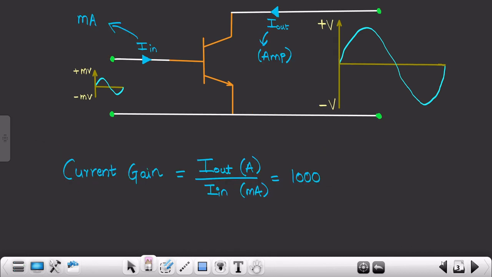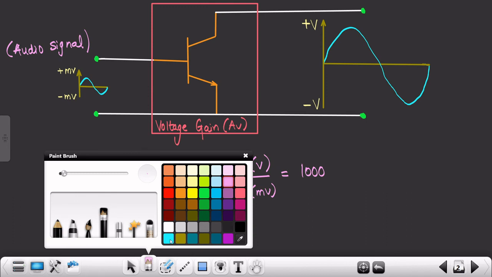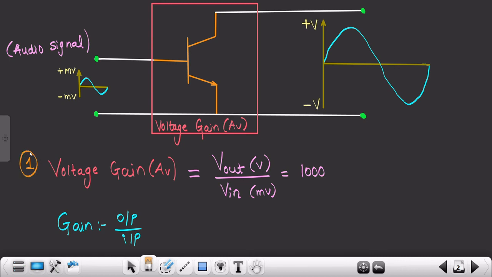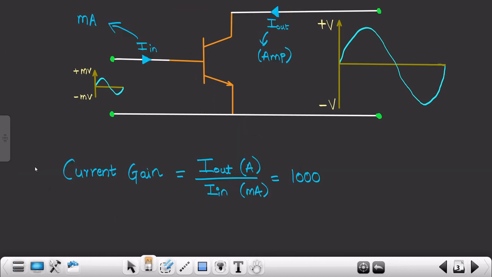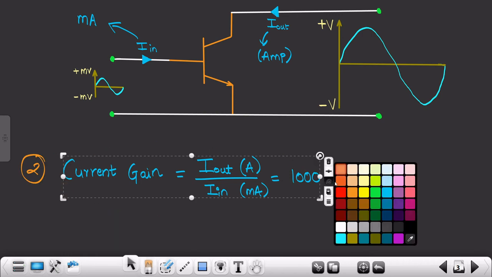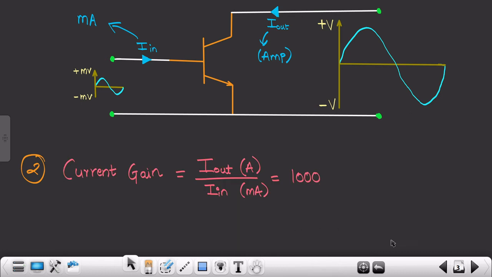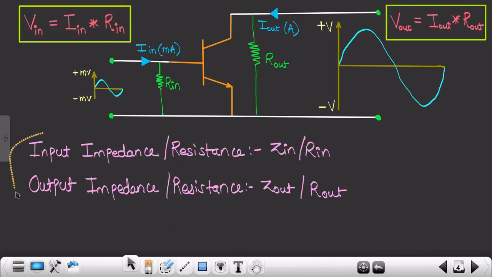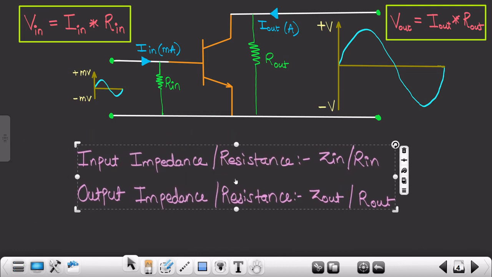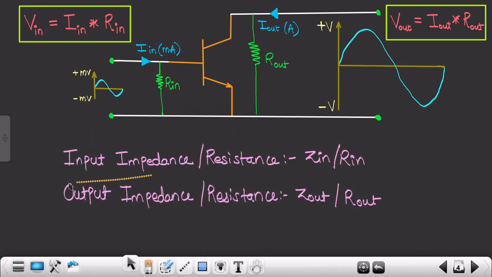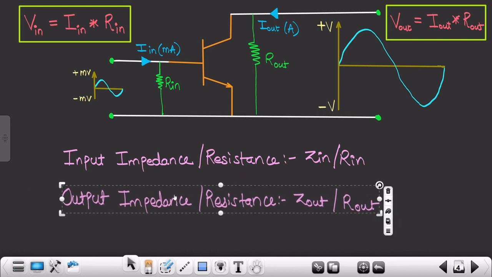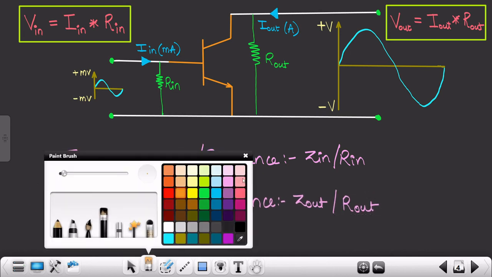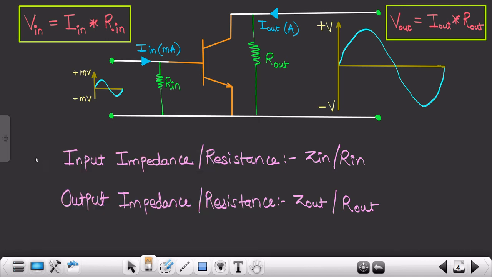Let me write over here: this first one is your first parameter, voltage gain. This is your second parameter, current gain. And this is your third and fourth parameter respectively, that is input impedance and output impedance.